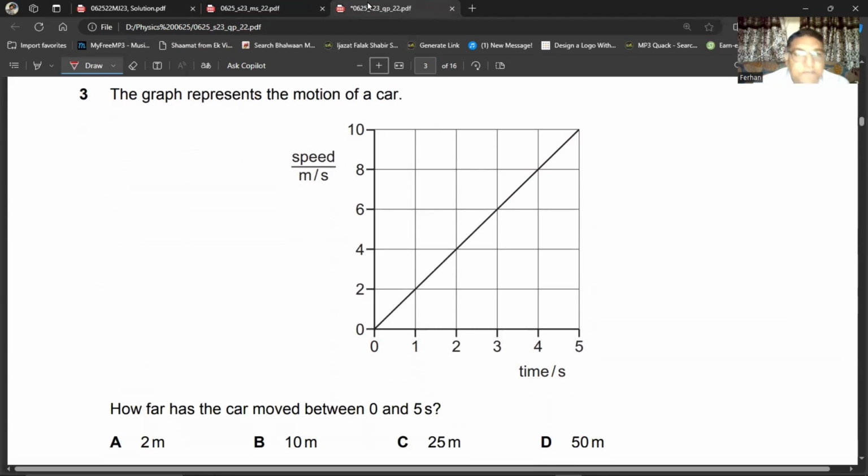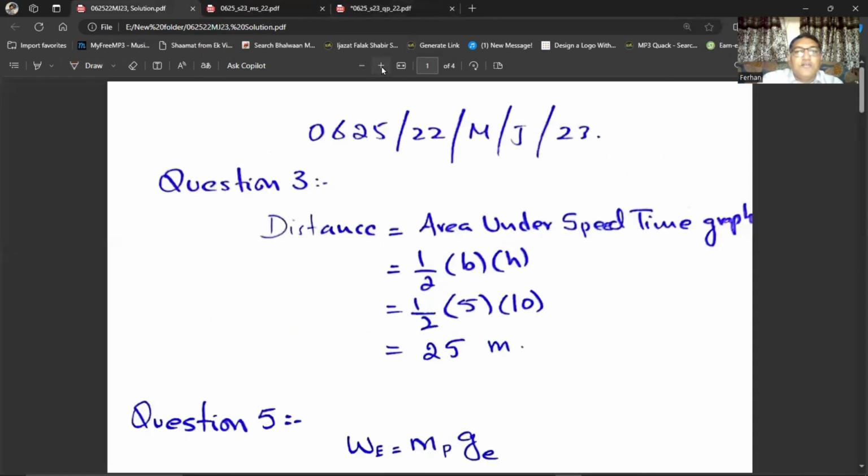Question number 3: the graph represents the motion of a car. How far has the car moved between 0 and 5 seconds? It's a speed-time graph, and if you want to find the distance traveled, you can find it by calculating the area under the speed-time graph. The area under the graph is this triangle. The area of the triangle is 1/2 base times height.